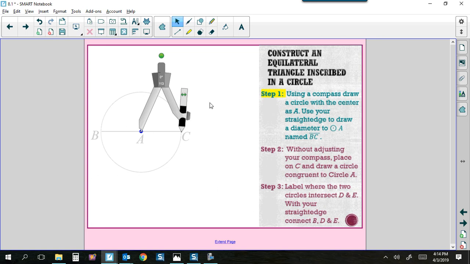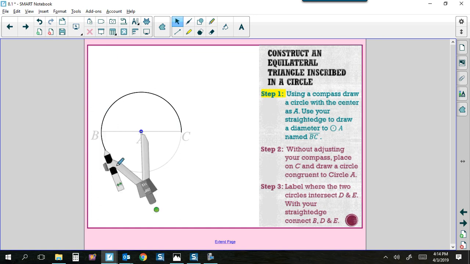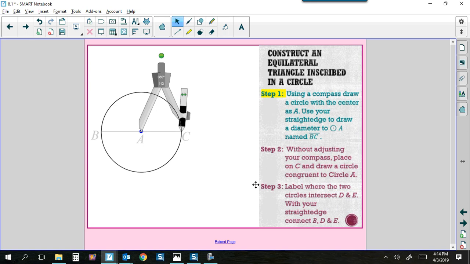So if you're tracing, this is kind of what I'm talking about. You're going to take your compass and put it on A, open it to C, and you're going to make a new circle, which should be perfectly right on top of the circle given to you. And then with your straight edge, you're going to trace right over the diameter of BC. When you make your own, this circle can be any size, and the diameter can be going at any slope. I chose to do diagonal.